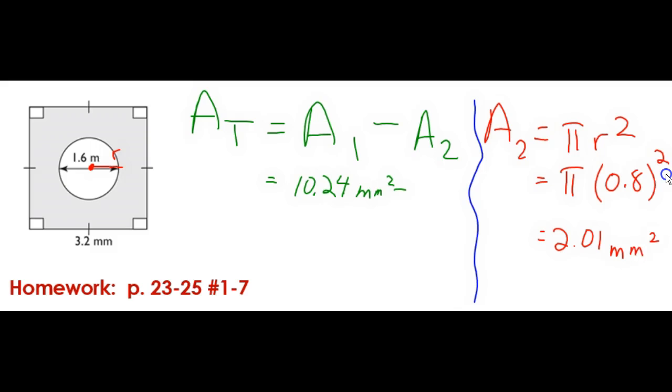Okay, so I'm going to plug that in over here to my overall formula for the area. So I'm going to subtract the 2.01 millimeters squared from the 10.24, which gives me around 8.2 millimeters squared as my final answer.